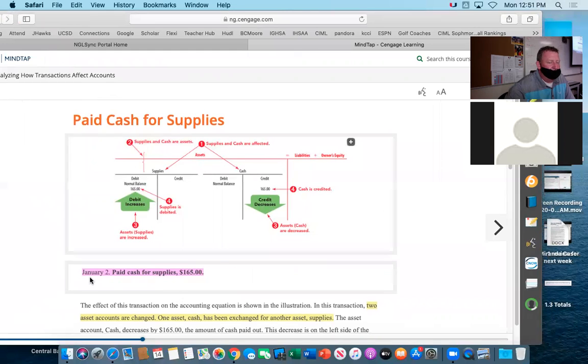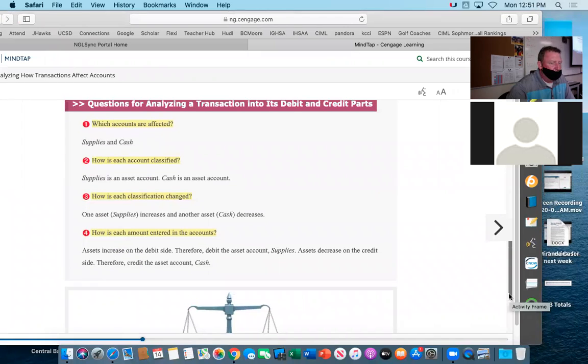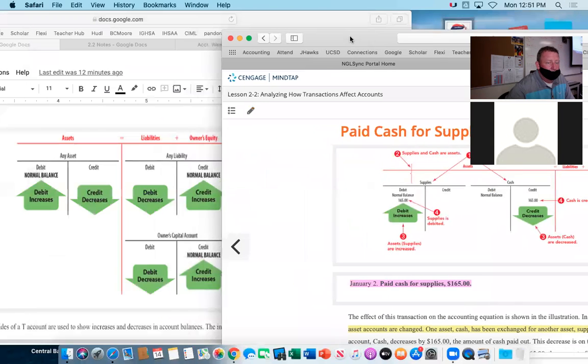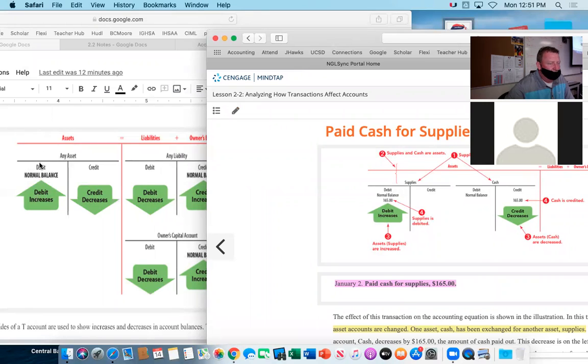Paid cash for supplies. Again, those questions, I'm not going to read them all again, but it says which accounts are affected. Well, we know paying cash means what? Are we increasing or decreasing cash? It's going down, right? I pay you $1, I have one less dollar than I had. So we know when it says paid cash, you're going to credit cash because you're lowering the asset. What are we gaining when we pay cash for supplies? You're gaining supplies. Supplies are an asset. That means they increase with the debit.